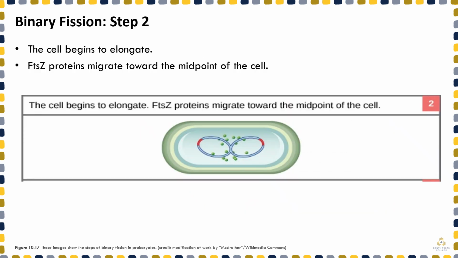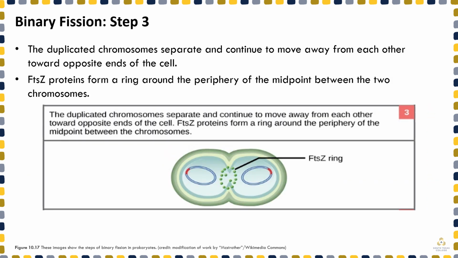As the DNA completes its replication, the cell begins to elongate to create space for the two new pieces to separate from each other. And at the same time, a set of proteins called the FtsZ proteins start to migrate toward the center part of the cell. It's going to be between the two pieces of DNA when they finish replication. At the point we see here, the DNA molecule has replicated. It's now separated into two ends of the cell.